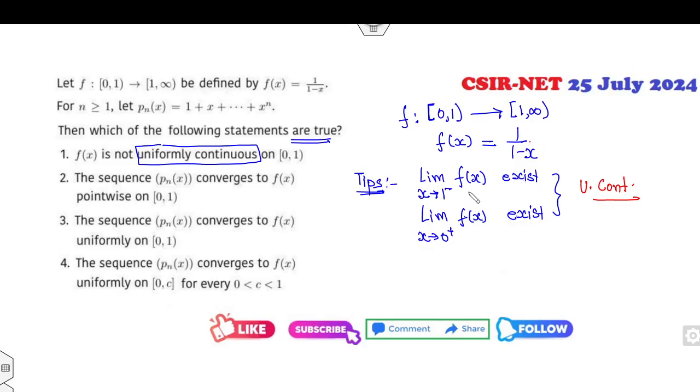But clearly, if you consider the limit as x approaches 1 from the left of 1 over 1 minus x, this limit does not exist. Fine. So that means the function is not uniformly continuous. So the first option is the correct option.